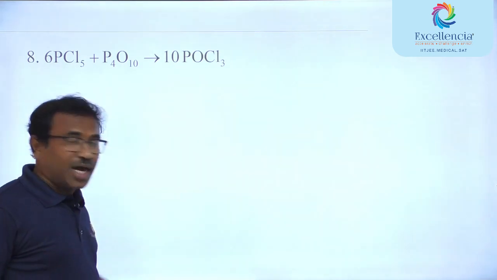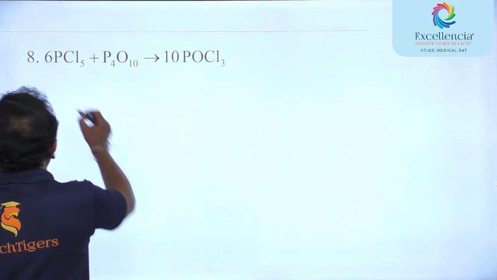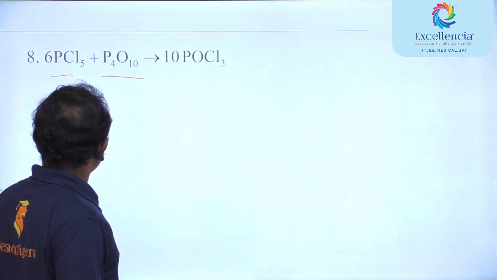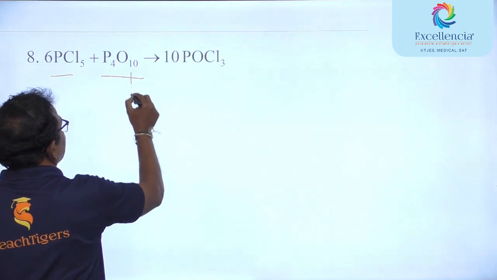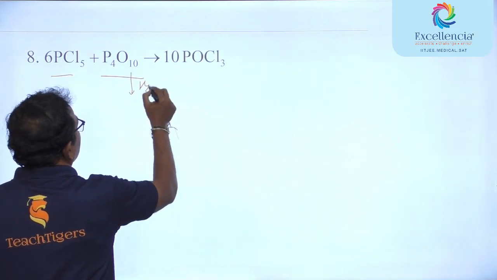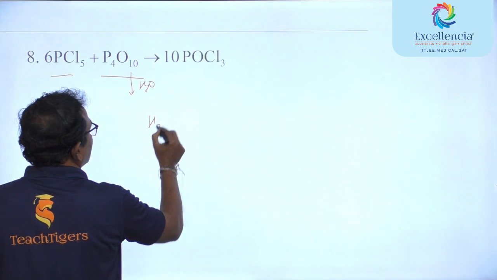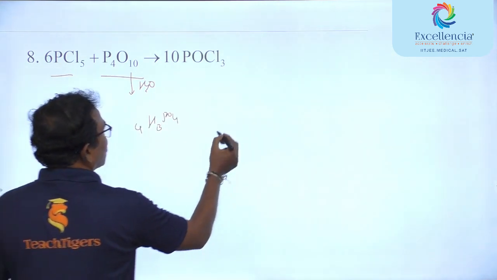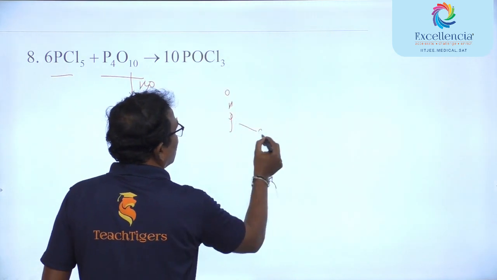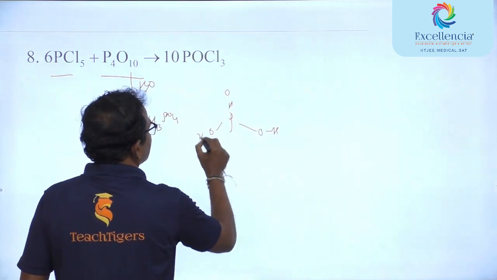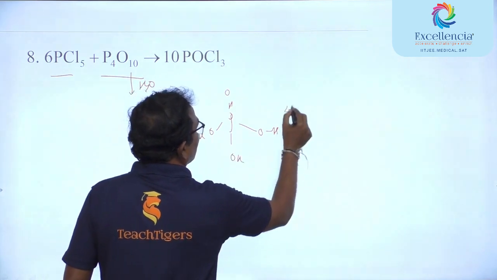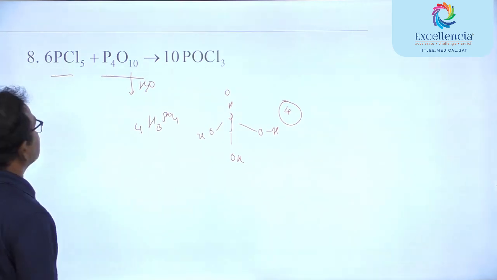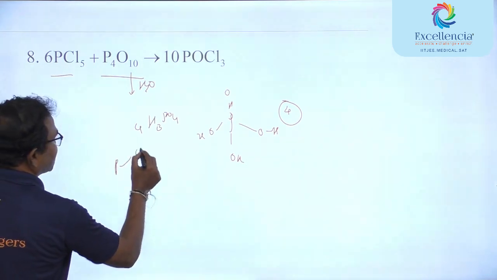Finally, how do we understand this reaction, POCl3 and PCl5? Again, the anhydride with water gives H3PO4. We have 4 moles of this. So these 4 moles, P double bond O, OH, OH and OH. Here we have 6 moles of PCl5. PCl5 is this.